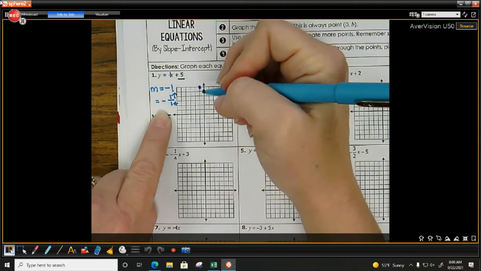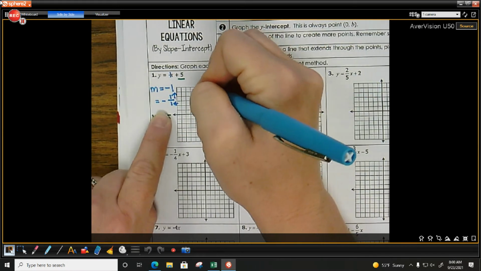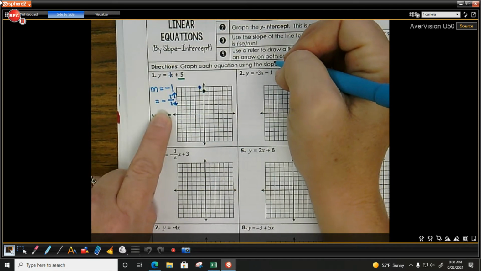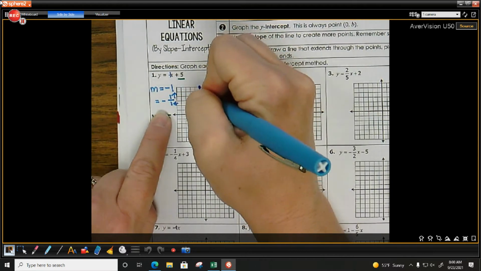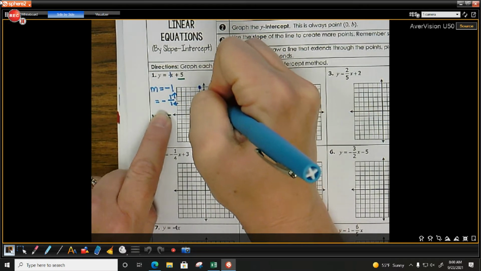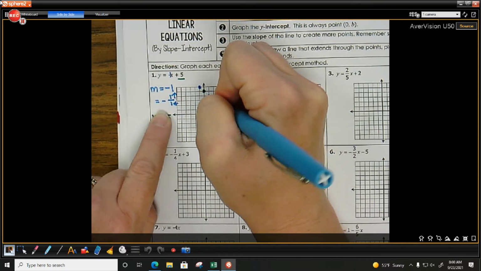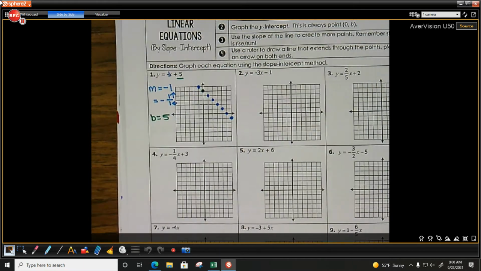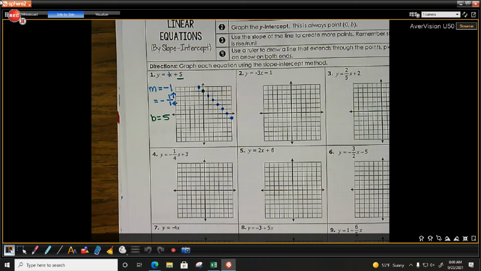Well, I ran out of room, so I can't keep going up to the left. What's the opposite of up to the left? Down to the right. Down 1, right 1. Put as many points as you can on this graph. Down 1, right 1.